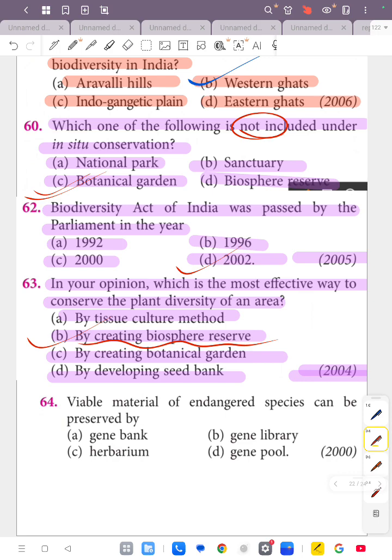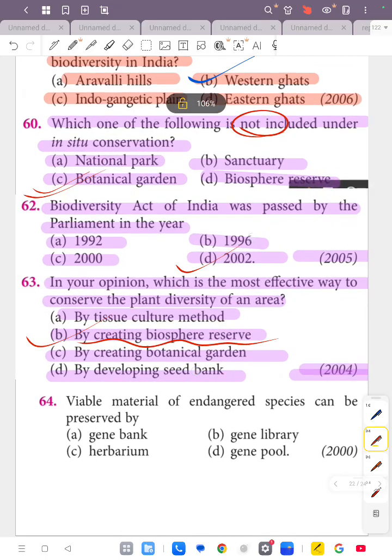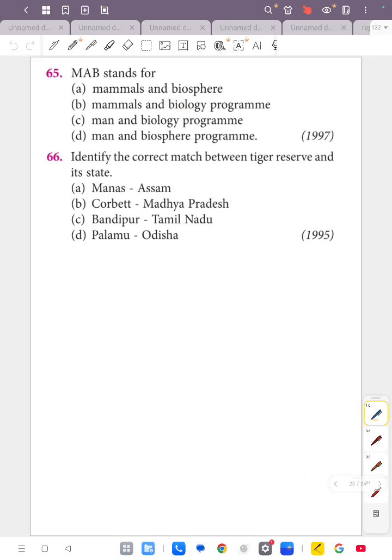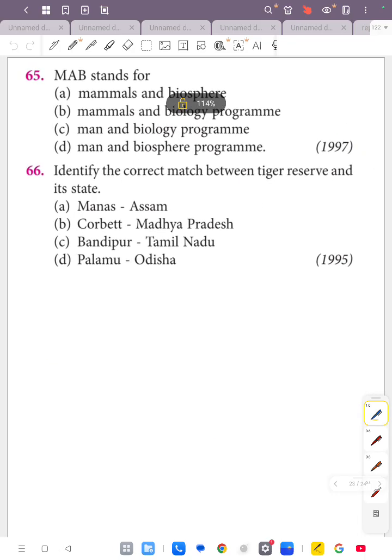All right, moving on to one of the last few questions. Viable material of endangered species can be preserved by A. Gene bank, B. Gene library, C. herbarium, or D. gene pool. Viable material of endangered species can actually be preserved by keeping them in gene banks. So we have these gene banks. Okay, so two more left.